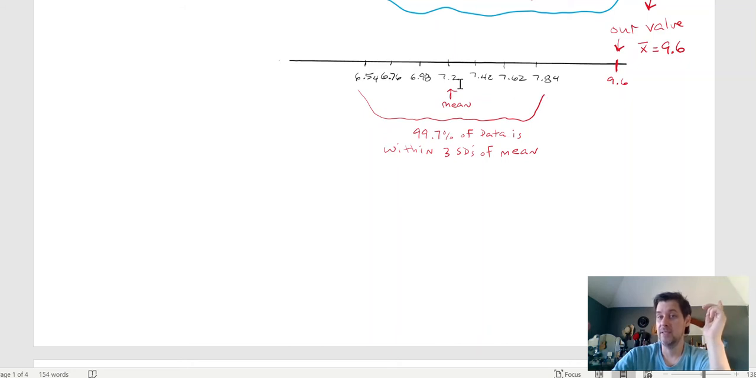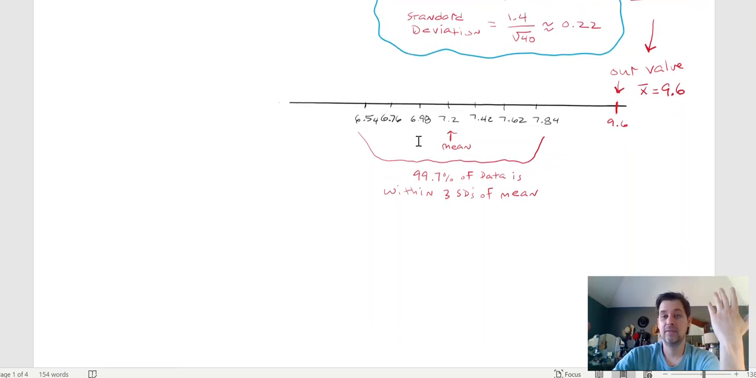And then here's the mean. 1 standard deviation below the mean, I just subtracted 0.22. 2 standard deviations below the mean. 3 standard deviations below the mean.